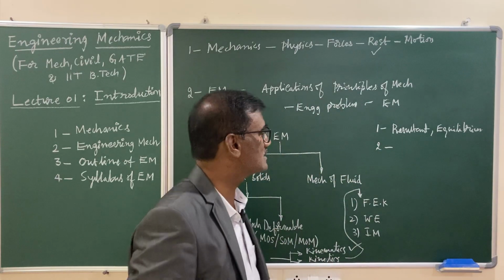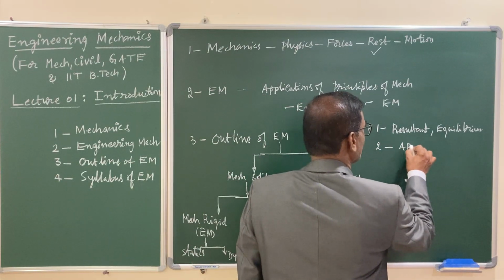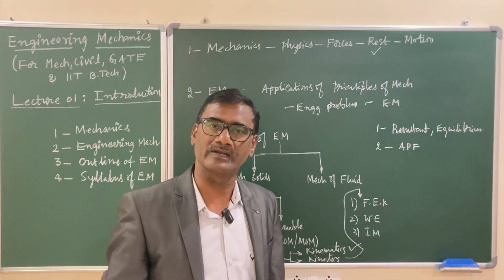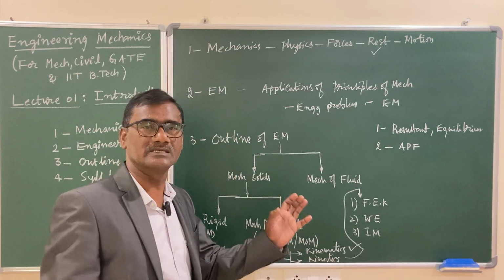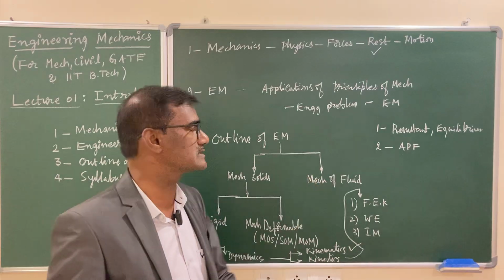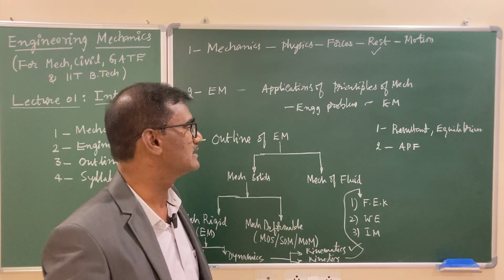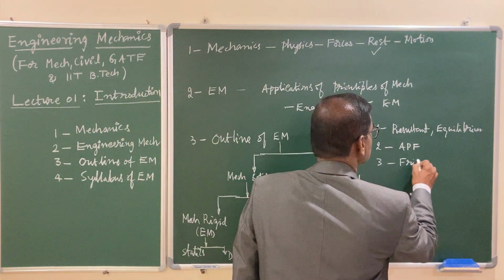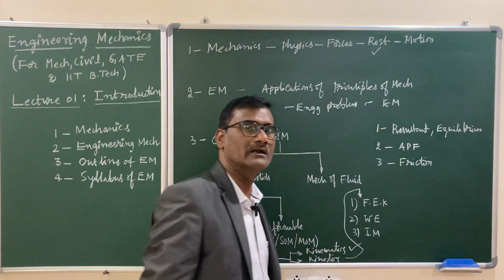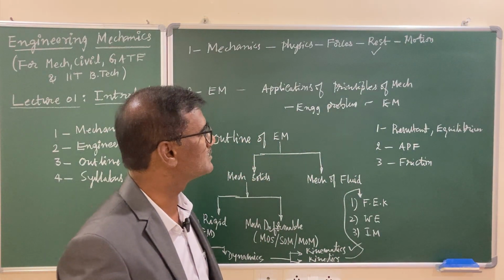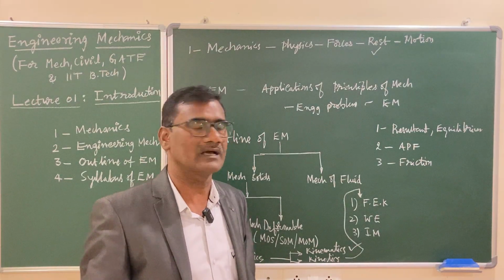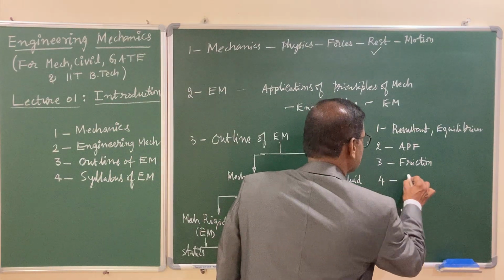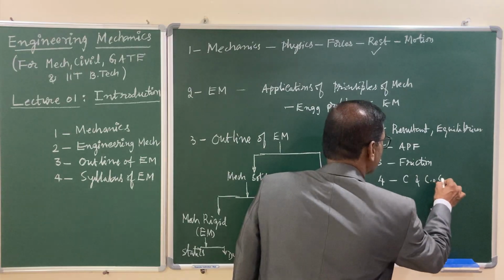And the second topic of the syllabus is analysis of perfect frames. In this we have two methods of analysis. One is method of joints, the other is method of sections, and by means of these two methods we'll be finding out the forces in the members of the truss or frame. And then it is friction, concept of friction and laws of friction, and applications. Mainly we are going to discuss wedge friction as well as screw friction in this particular subject.